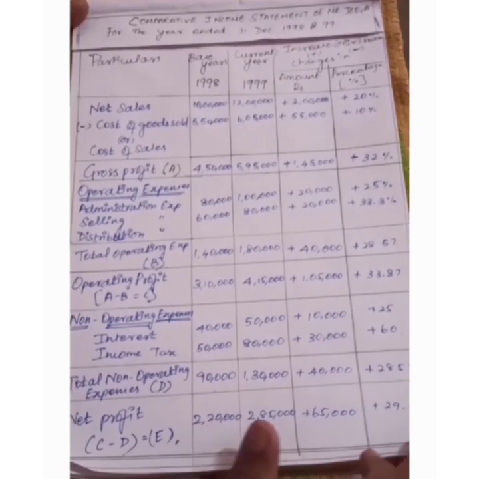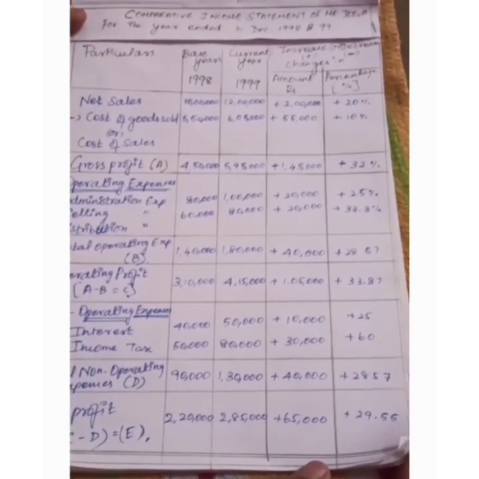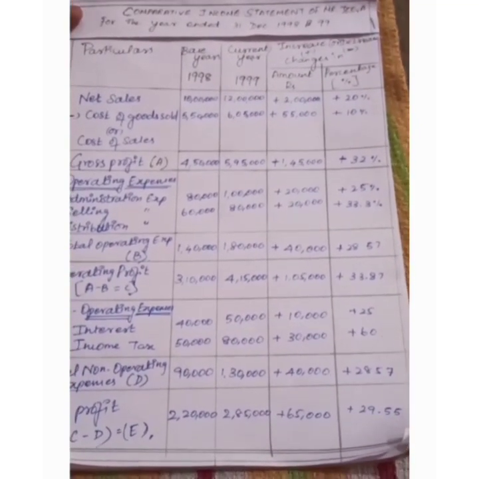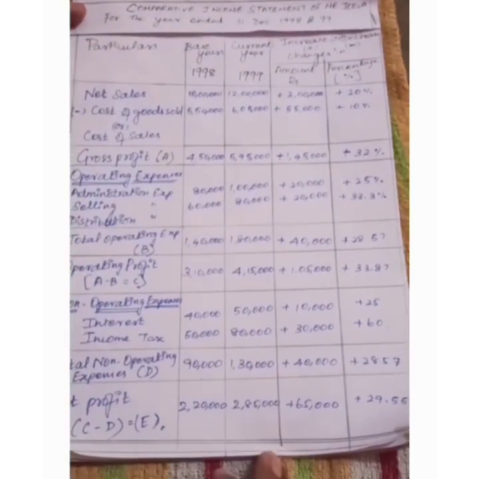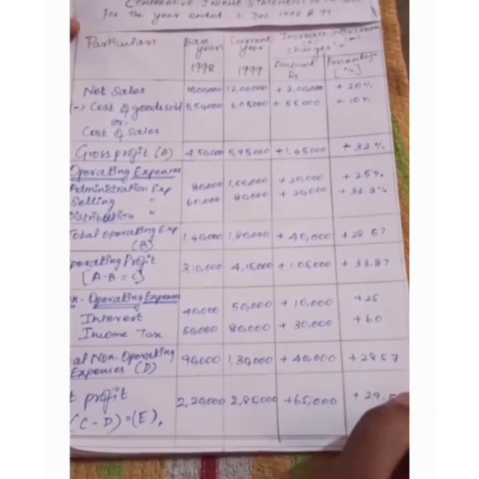Okay, this is the sum, over the comparative income statement. Okay, the format you follow is very easy to learn.